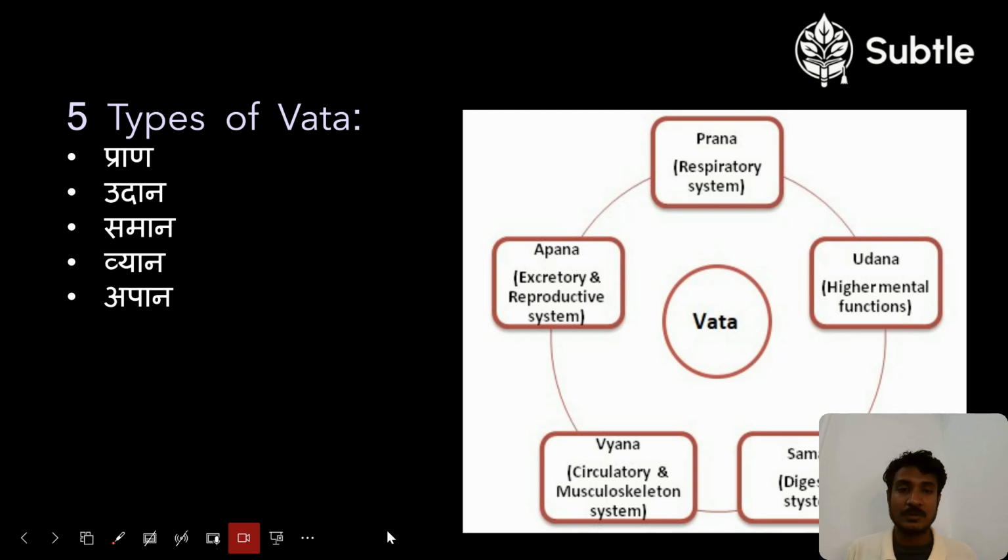So the 5 types of Vata and their individual functions, we will talk in the next class. Please make a note of the Vata Karma and also learn by heart the shloka of the Sthana or Sthanas of the Vata. Okay, and Nirupti also. Please make a note of this. We'll talk about this in the next class.